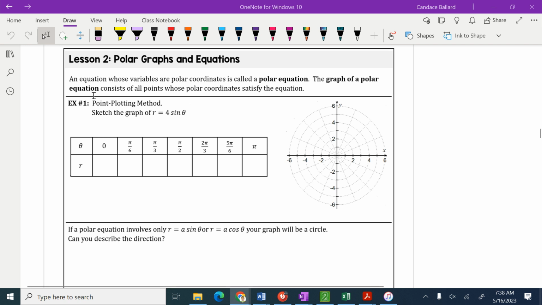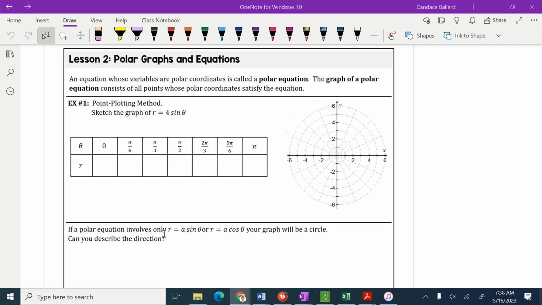The graph of a polar equation consists of all points whose polar coordinates satisfy the equation. It's the same. I could take out the word polar and put linear in there, right? That's the same definition that we have for a linear equation, okay? All right, so we're going to just plot the points. This is the way we start every single time we graph. We start with a table, and we just plug points into an equation, okay? Which is going to be interesting.